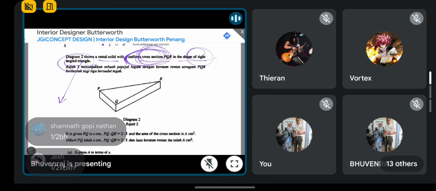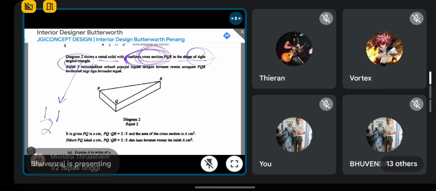Yes. No, not the Pythagoras theorem. Yes, half times base times height. Correct. So if they didn't mention this, then you all cannot assume. Tak boleh anggap this is a right angle triangle. They have to mention it. Otherwise, you cannot use that formula. So then it's going to be very difficult actually.